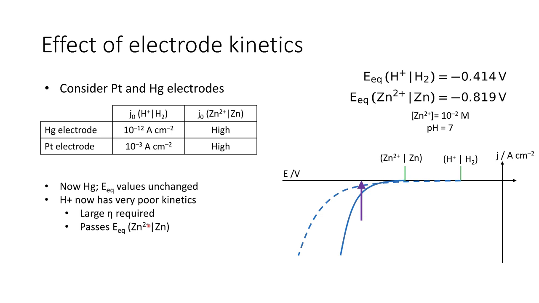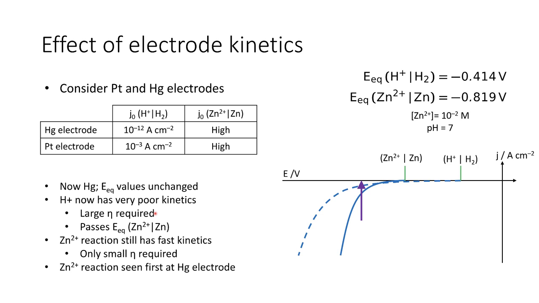The overall result of this is that because the zinc still has fast kinetics and only requires a small overpotential, predominantly at the mercury electrode, we would expect to see the zinc reaction first. The effect of these electrode kinetics can't be ignored, so depending on how we design our electrodes, how we design the material that we're working with, we can tailor our exchange current density to get different results at the electrode.